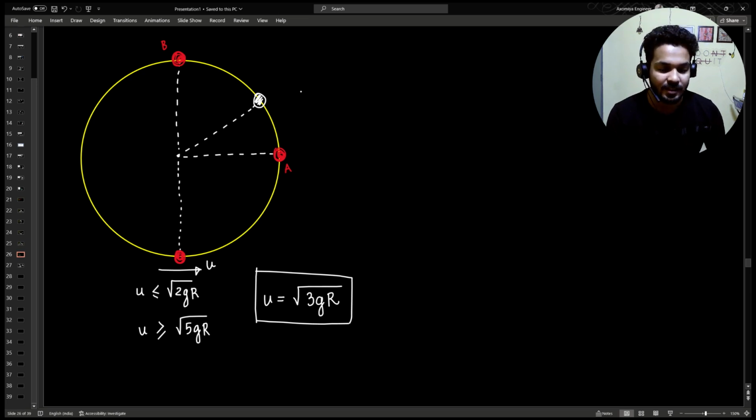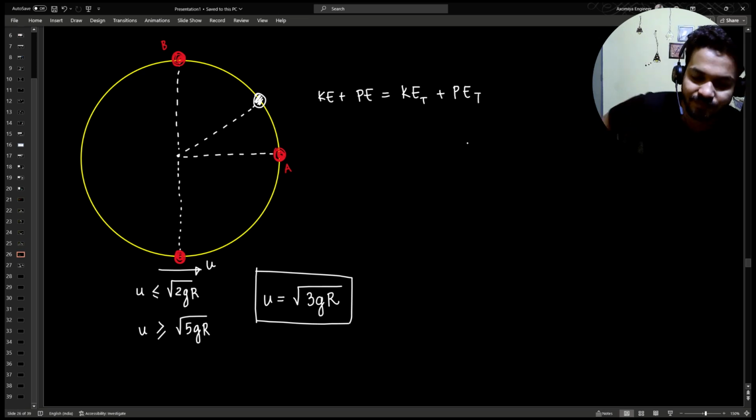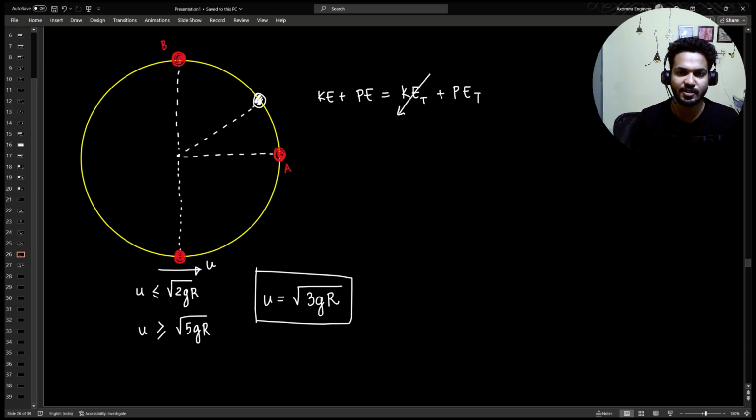Okay, so sorry. You cannot use conservation of energy because what you're going to say is, kinetic energy at the bottom plus potential energy at the bottom will be equal to kinetic energy at the top plus potential energy at the top, right? You're going to say this, but what do you take the kinetic energy at the top? Will you take it 0? No, Trisha, why would you assume it to be at rest?